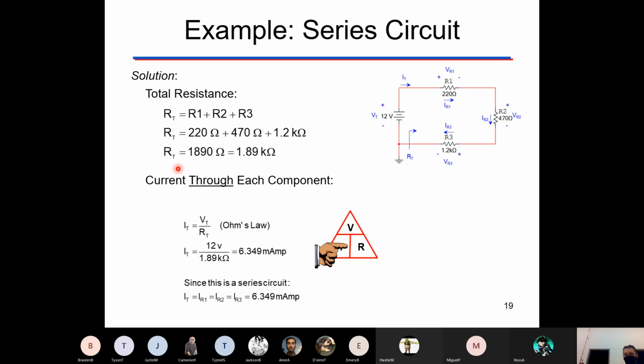Once you have this RT, by the way, I always like to box my answers so that I know where my answer is, so that when the teacher's grading it, they know where to look.